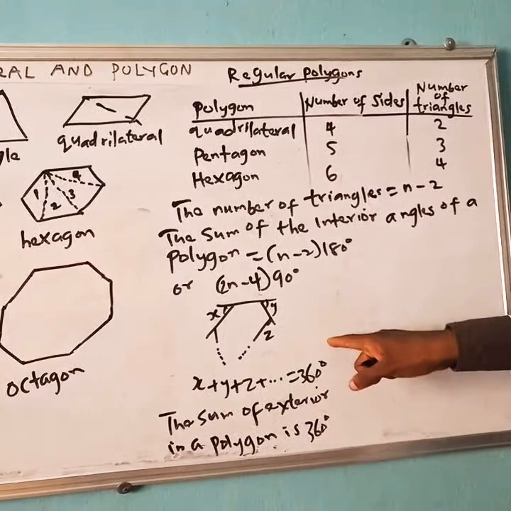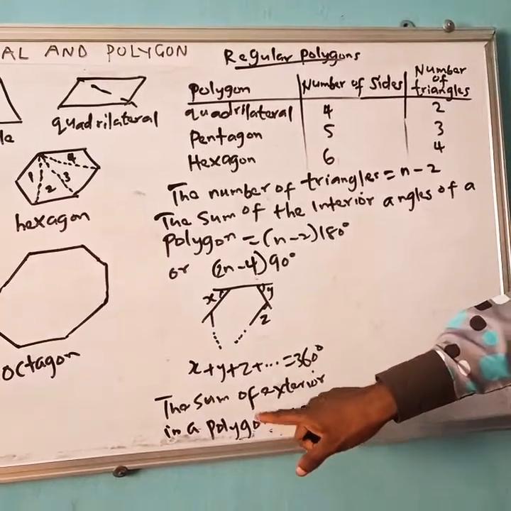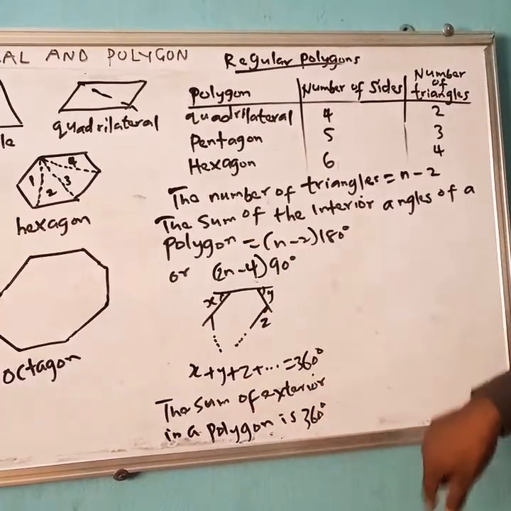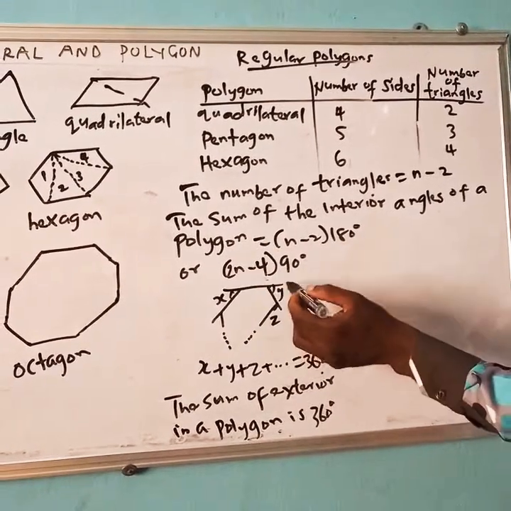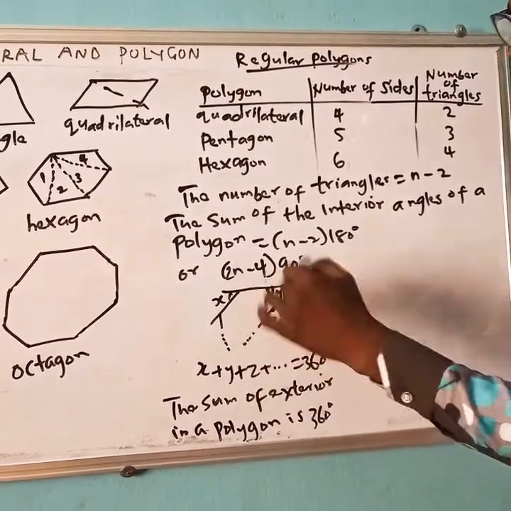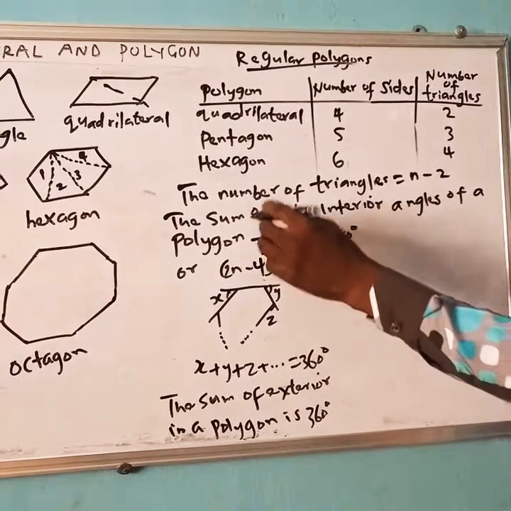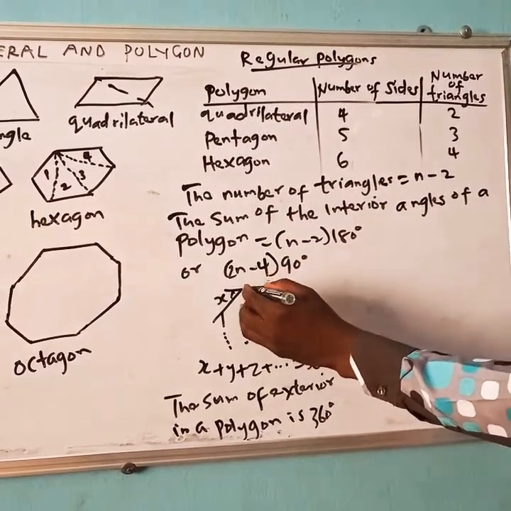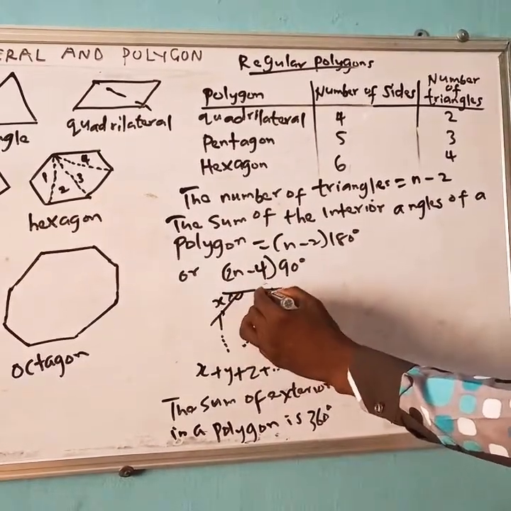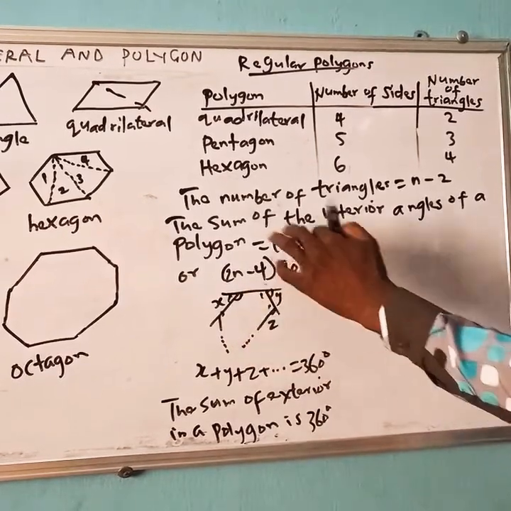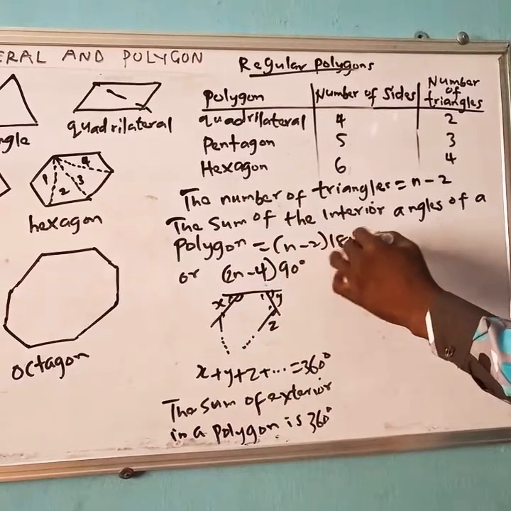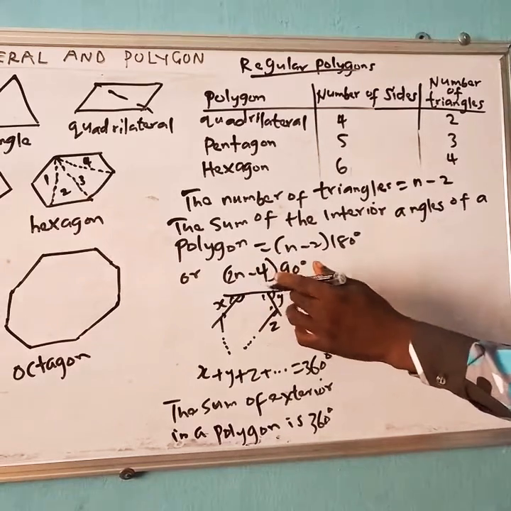So that's that. Now the sum of angles, the sum of the exterior angles of a polygon is 360. Any convex polygon, the exterior angles, the sum is 360 degrees. Now the sum of the interior angles, the inner angles at the interior of any polygon, the sum of the interior angles is (n minus 2) times 180, or (2n minus 4) times 90.